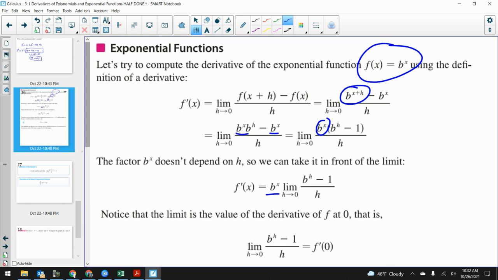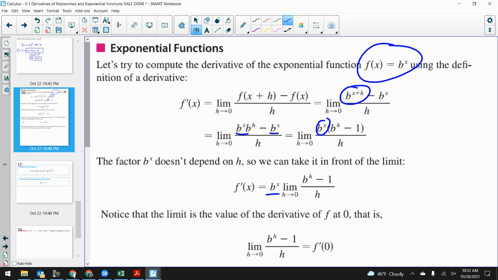When something is not dependent upon the value that you're taking the limit to, like I don't have a variable h within that term, you can actually bring it all the way in front of that limit and not even worry about it till later. So b to the x times the limit of h goes to 0, b to the h minus 1 over h. Now, notice that the limit is the value of the derivative of f at 0.